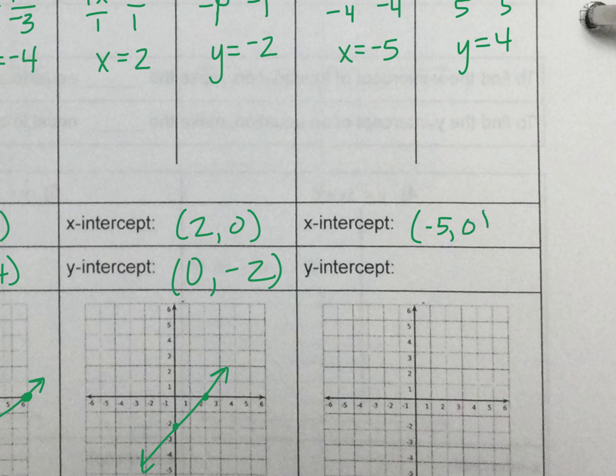Negative 5 and 0, and 0, 4. Let me graph it. Negative 5 is right here. Positive 4 is right there.